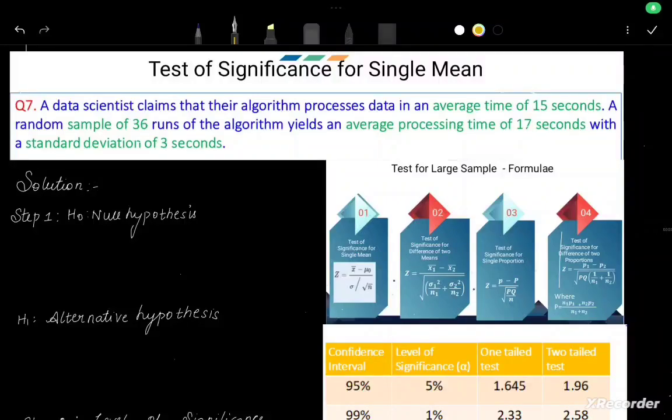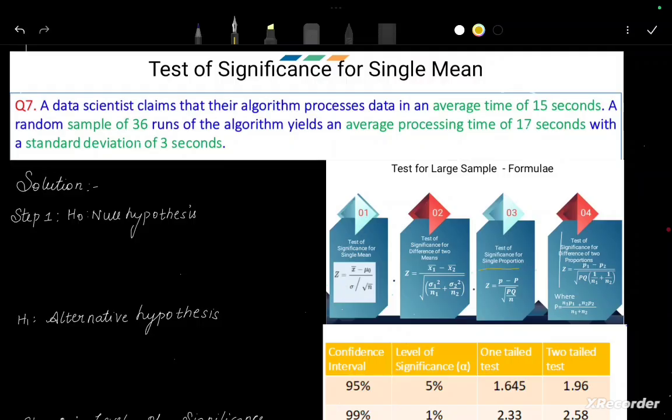In today's class, we are going to see the test of significance for single mean. In our previous classes, we have seen the test of significance for single proportion, and also the test of significance for difference of two proportions. In today's class, we are going to see the test of significance for single mean. So how do you identify that this problem is the test of significance for single mean?